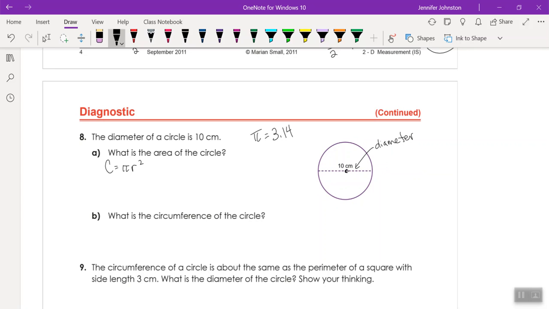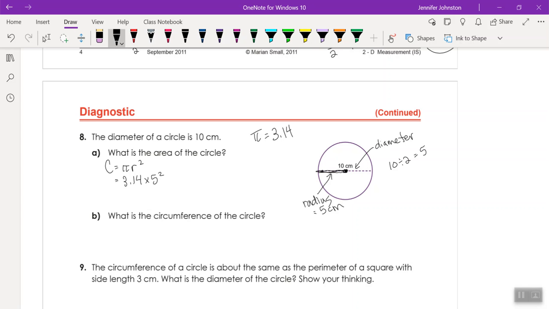The radius goes from one point in the middle to the other side. It's half the diameter. So this is our radius. So the radius here, I hope you guessed it, is 5 centimeters. Half of 10. 10 divided by 2 gives us 5, which is our radius. So over here we can fill in 3.14 times 5 squared. And this is not 5 times 2. It's actually 5 times 5, right?